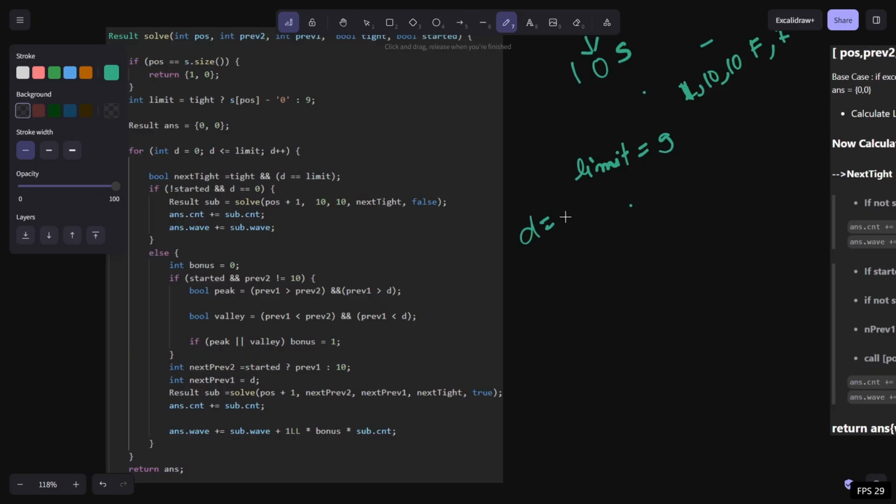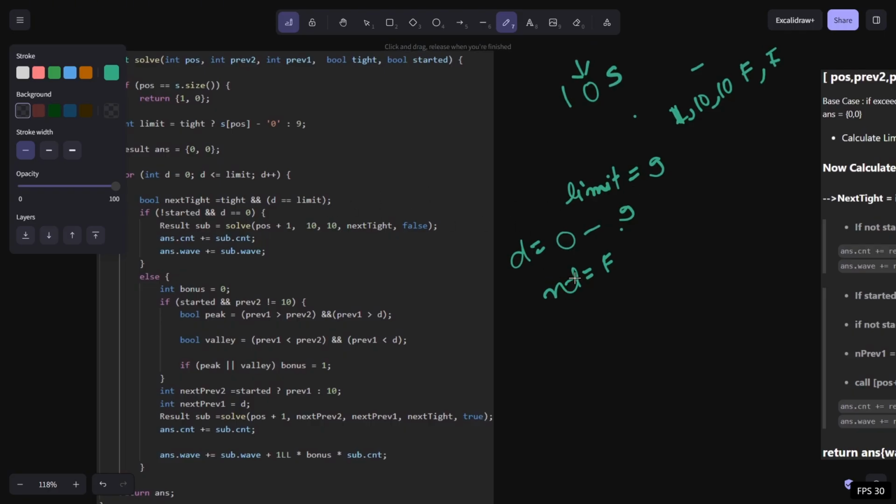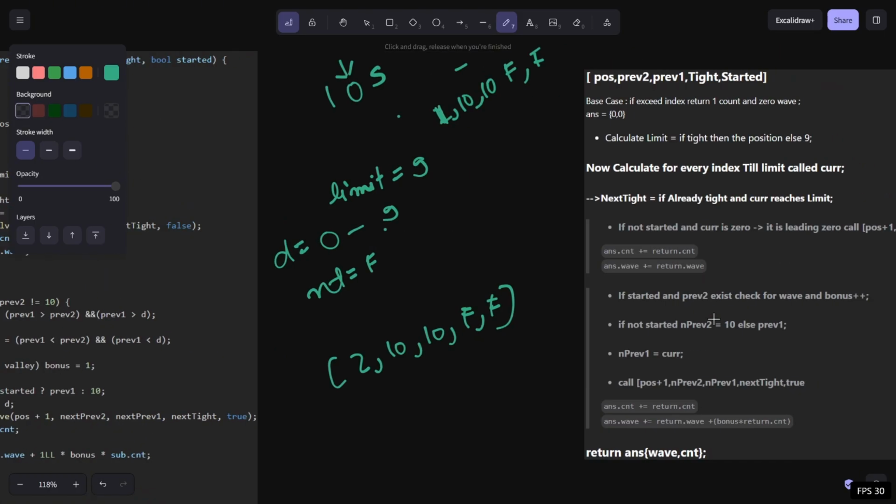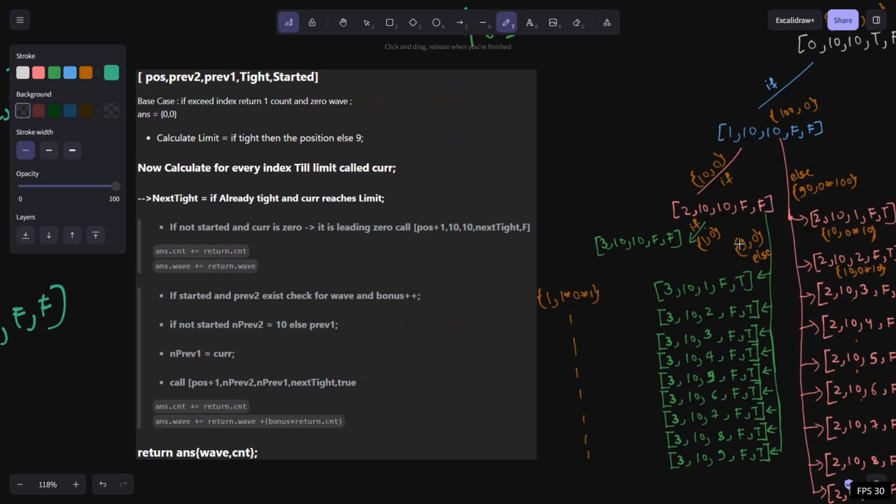So first d equal to 0. Is it next tight? For next tight, the current has to be tight. So it's always going to be false for d equal to 0 up to the limit, because the current state isn't tight, and to become next tight the current tight has to be true. So it always remains false. And after next tight we count: is it started? No. And is it 0? Yes, so it counts as a leading 0. And we are going to call position plus 1, that is 2 10 10 false false. Okay, so we called 2 10 10 false false.